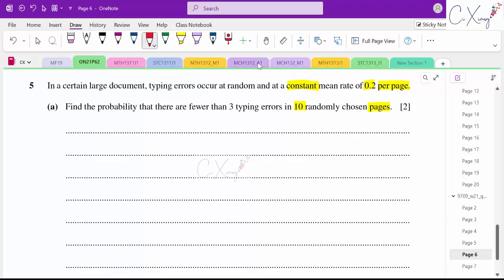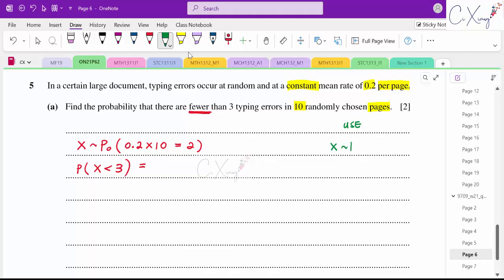First of all, you can define X as the number of typing errors. It is Poisson distributed, like what I told you just now. The mean for one page is 0.2, but in our question I'm having 10 pages, so I have to multiply by 10. 0.2 times 10, you get 2. After that, I want to calculate the probability for X smaller than 3, fewer than. Fewer than means less than, no equal sign, 3.